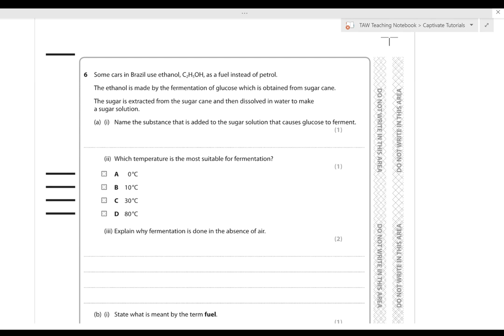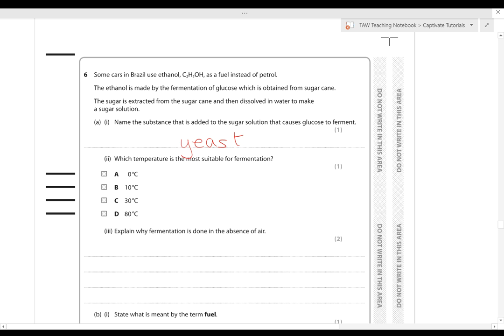So on to question 6, a question about ethanol. We need to name the substance added to sugar that causes the glucose to ferment. And that substance is, of course, yeast, the catalyst for this reaction.